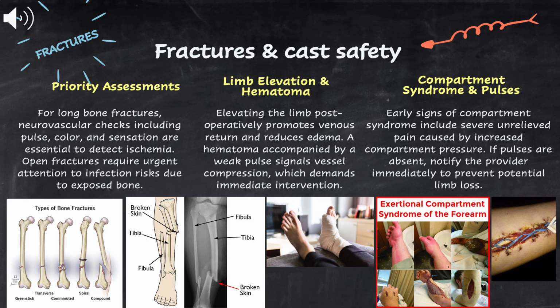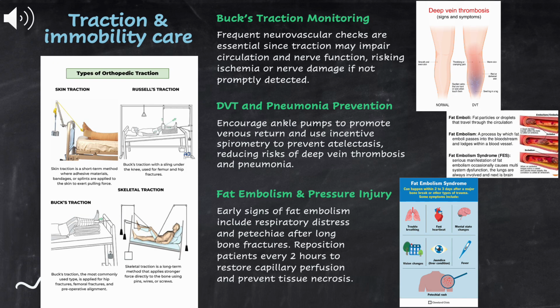For exams, remember, severe pain out of proportion equals early compartment syndrome. Absent pulse equals emergency. Now let's move into traction and immobility care. First, Buck's traction monitoring. Traction is used to stabilize fractures and reduce muscle spasms, but it can impair circulation and nerve function. Because of this, frequent neurovascular checks are essential.